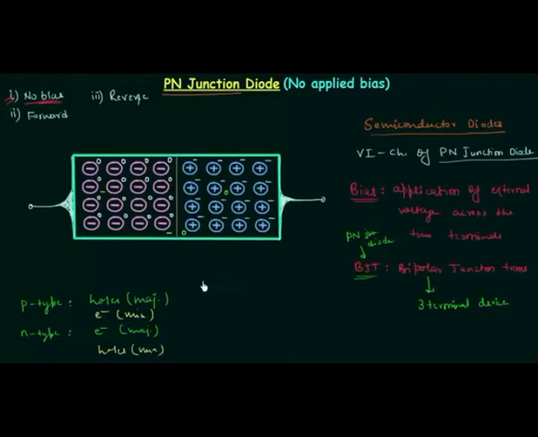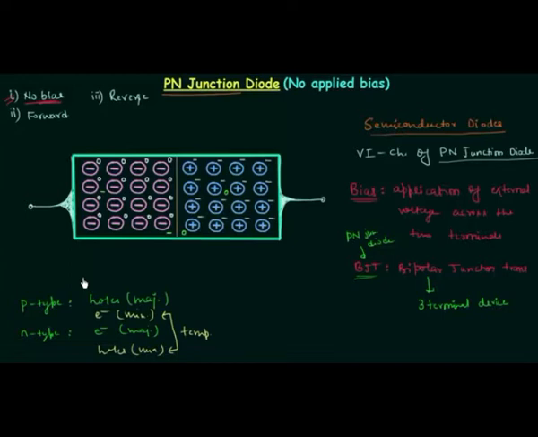And if you remember, the minority charge carriers depend only on temperature, because an electron gains the thermal energy and breaks the covalent bond. So it only depends on the temperature and it will not depend on the external voltage that we are applying. So this is something we already know, and now we have to see what will happen if we combine p-type and n-type semiconductor together.